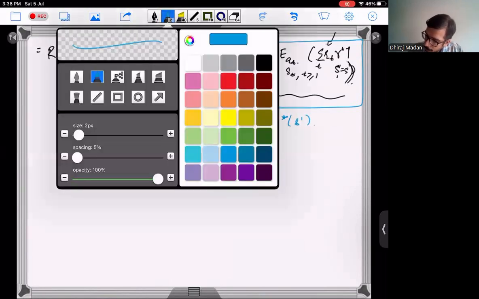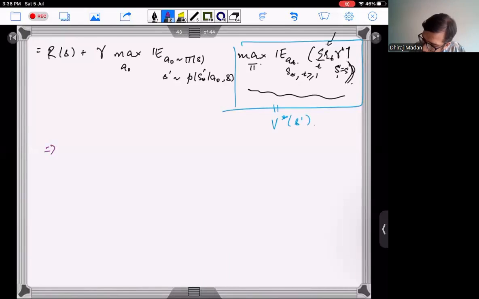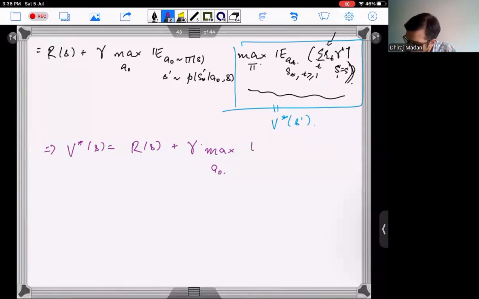So what we have derived so far is that V star of S is R of S plus gamma times the max over A naught of this expectation, over A naught coming from pi of S and S prime coming from P of S prime given A naught and S, of this quantity, which is V star of S prime. Because if you maximize the rewards from time step 1 onwards, then you are essentially computing V star of S prime only.